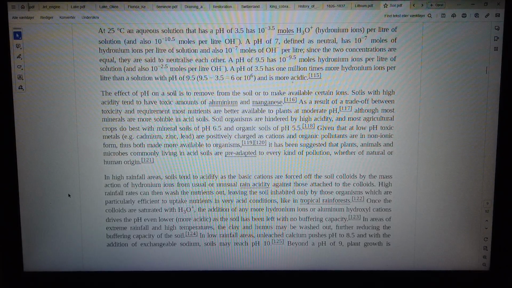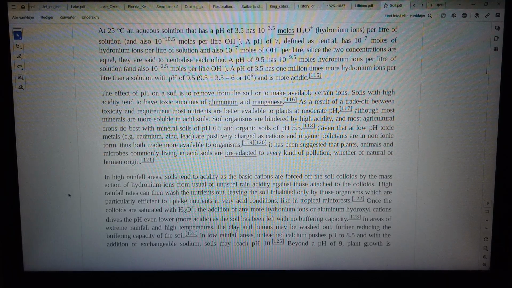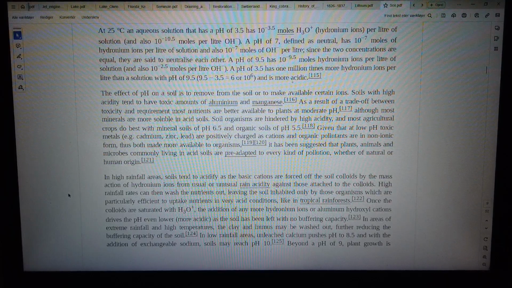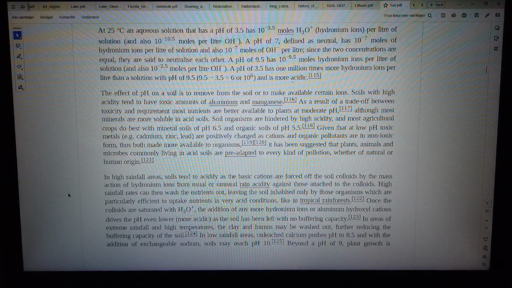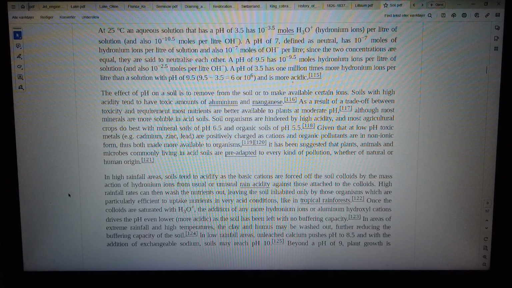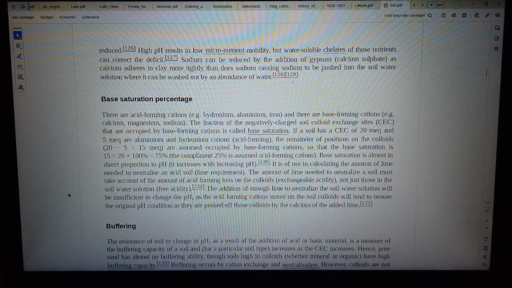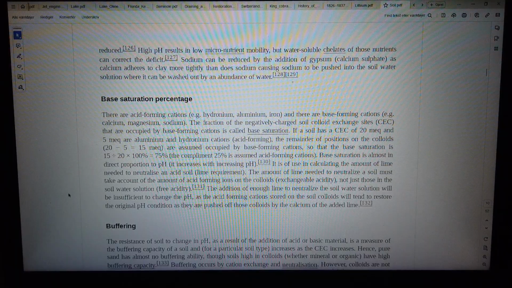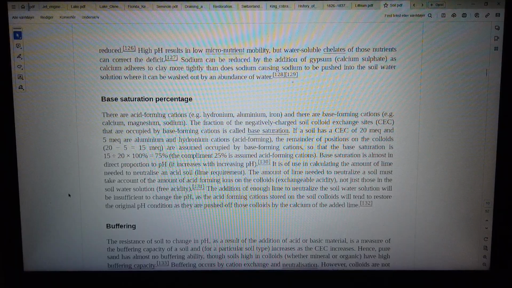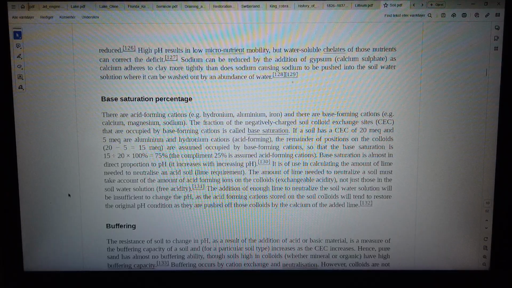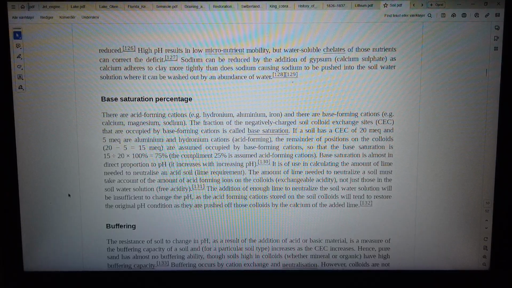124. In low rainfall areas, unleached calcium pushes pH to 8.5, and with the addition of exchangeable sodium, soils may reach pH 10. 125. Beyond a pH of 9, plant growth is reduced. 126. High pH results in low micronutrient mobility, but water-soluble chelates of those nutrients can correct the deficit.